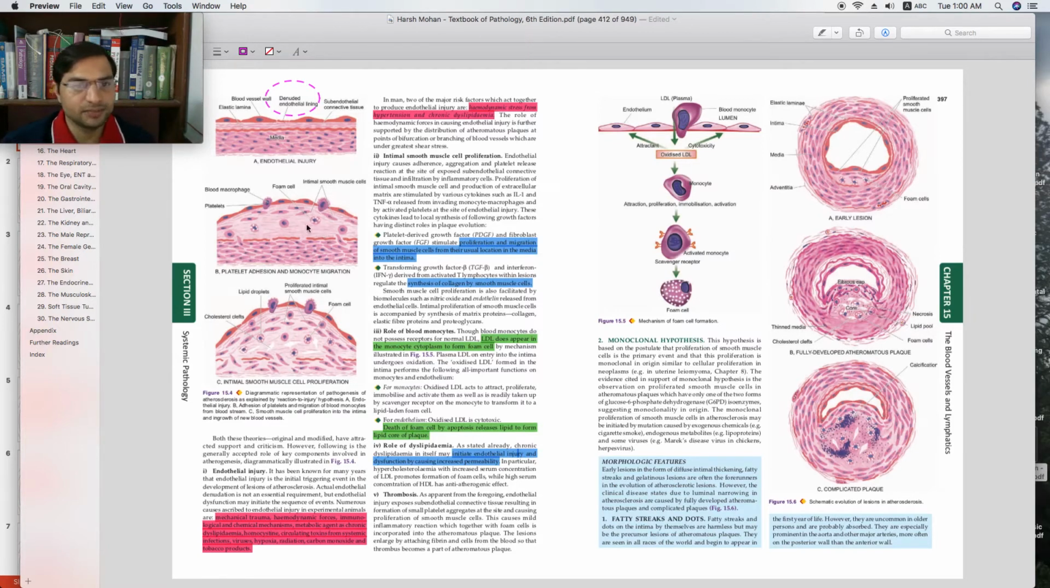Apart from this, the tunica intima, which is rich in collagen and elastin and deficient in smooth muscle, now receives proliferation and migration of smooth muscle cells from the tunica media to the tunica intima. So now the tunica intima also has smooth muscle cells. Apart from the smooth muscle cells, the collagen in the intima is also increased in amount, so that leads to the thickening of the intima layer.